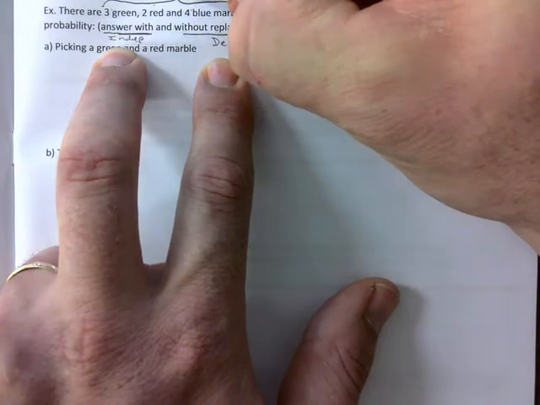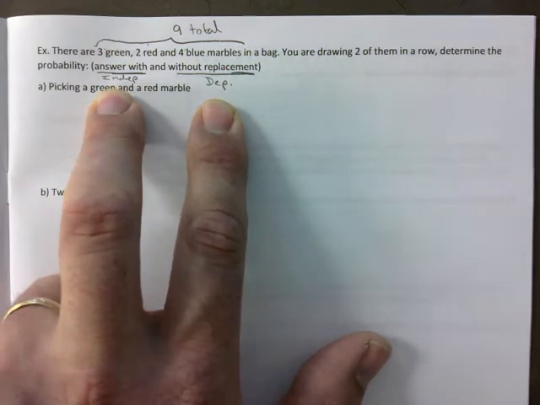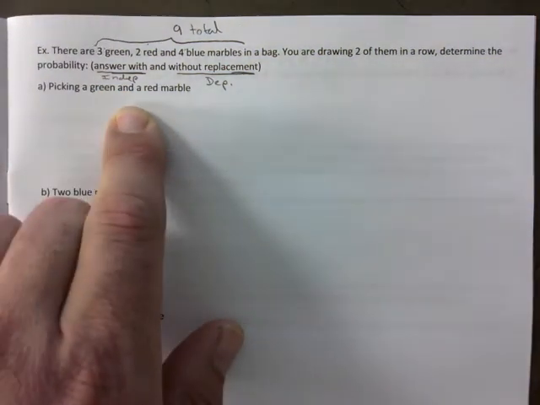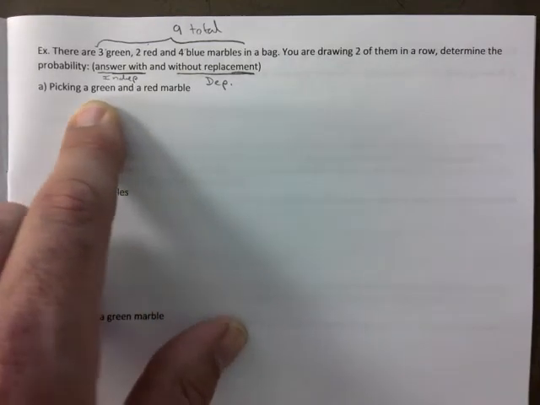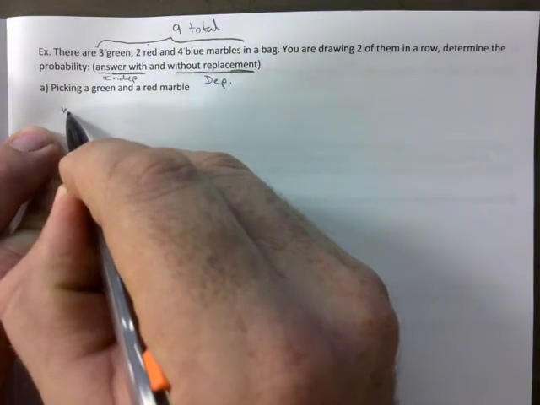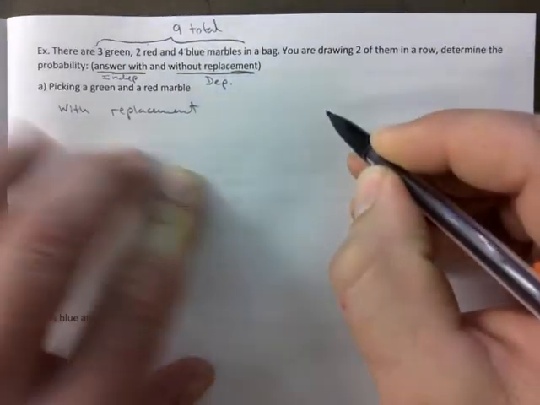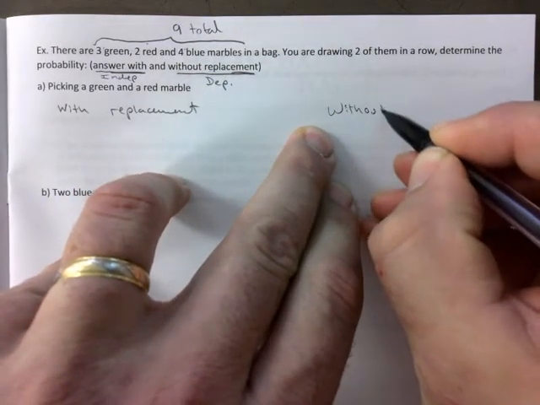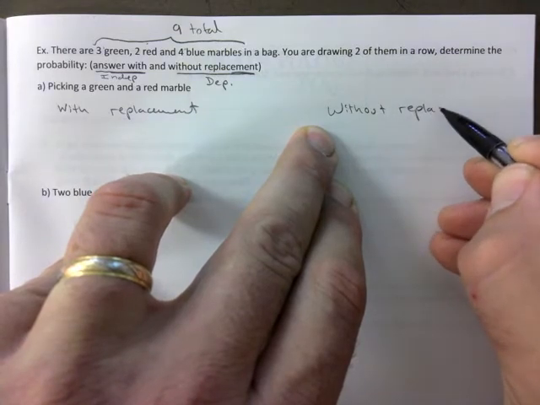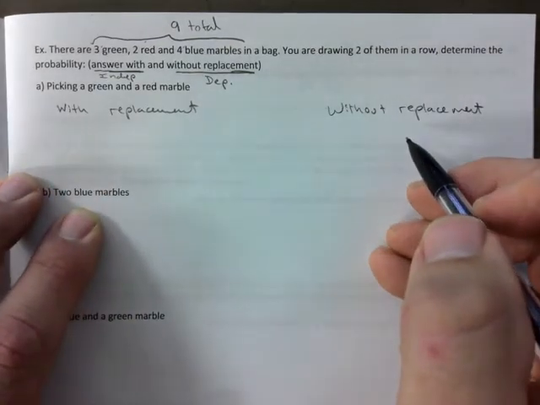So 3 and 2 plus 4, we are at 9. 9 total. Let's put that down. You can see that 9 total. So picking a green and a red marble, you want with replacement, and over here we're going to do without replacement, and that's going to stay the same across this page. Okay, without replacement. So let's look at it side by side.